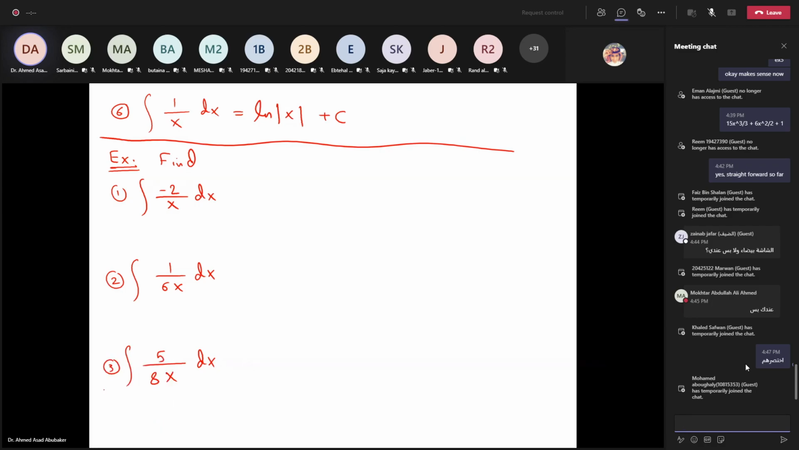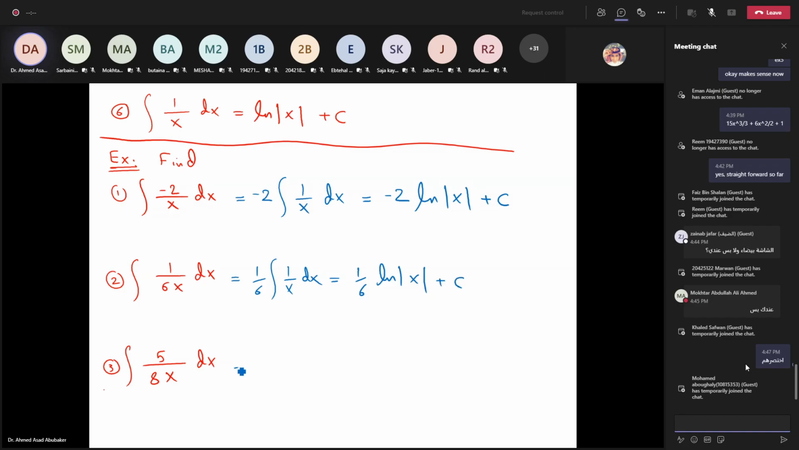So directly, we can put negative 2 outside the integral. So we have negative 2 times the integral of 1 over x, equal ln x plus c. Also the same, we have 1 over 6 outside the integration. This is equal 1 over 6 ln x plus c. Also we have 5 over 8 integral 1 over x dx. This is equal 5 over 8 ln x plus c.